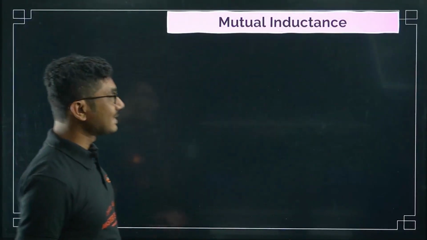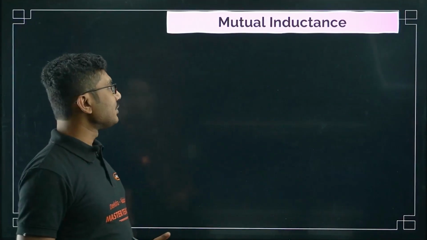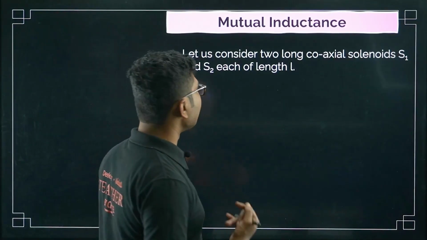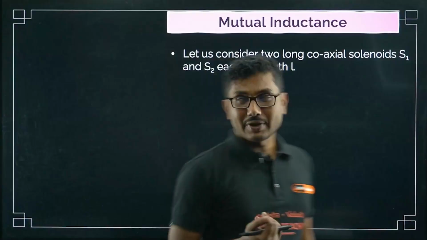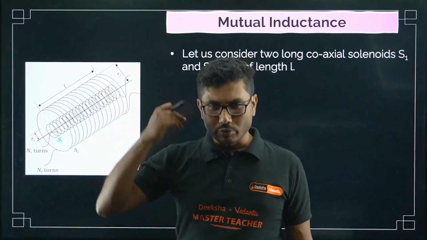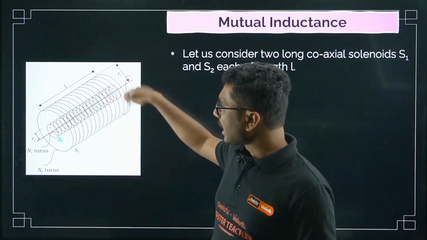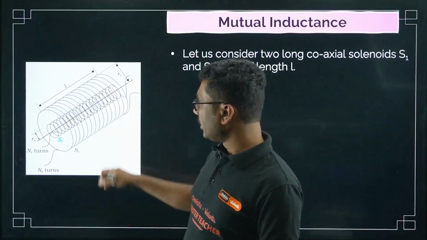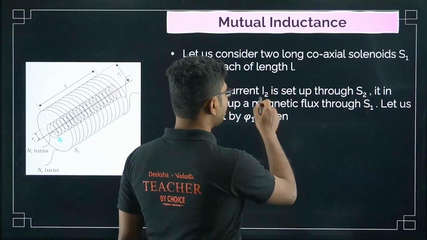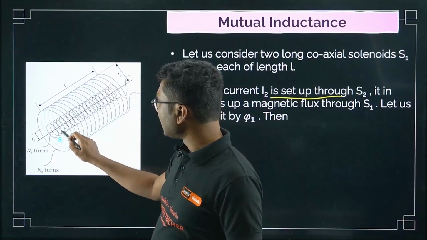If you remove this proportionality, you get two different quantities based on what you are looking at. First is mutual inductance. If there are two coils involved, that term is called mutual inductance. Let us consider two long coaxial solenoids S1 and S2, each of length L. To remove some ambiguities, we are using two coils, both coaxial. The outer one is S2, the inner one is S1.